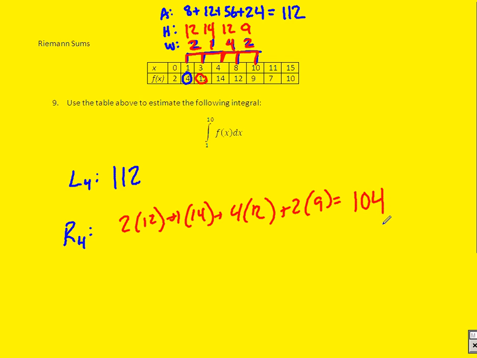104 for my answer. And I do apologize, I just realized that I wrote down the wrong answer for one of them. This last one, I should have had an answer of 100 even. My apologies. Not 112, but 100. Alright? So, that's how you do the Riemann sum.